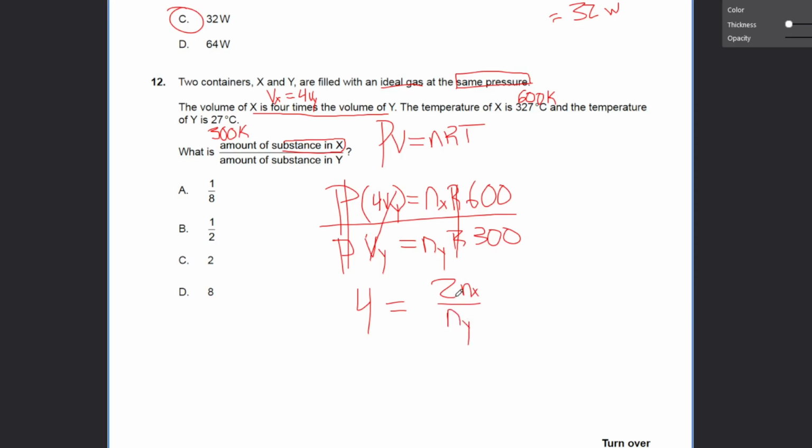So divide each side by 2. We get 2 is equal to N sub X over N sub Y. And this is the ratio of the number of moles. It's going to be the same ratio for the number of substance. And assuming it's the same gas, also for the mass, because we can just multiply this by some constant C, and they cancel, so it's of course going to be the same ratio. The answer is C.